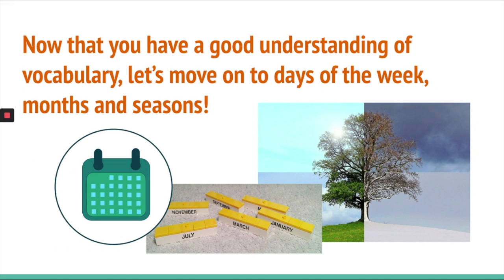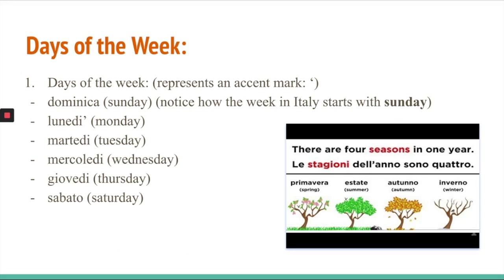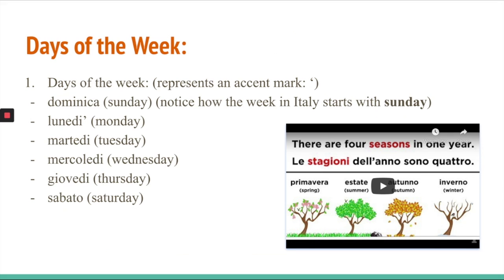So now that you guys have a good understanding of basic vocabulary, we're going to move on to the days of the weeks, months, and seasons. Days of the week. Days of the week are Domenica, Lunedì, Martedì, Mercoledì, Giovedì, Sabato. Notice how none of the days of the week are capitalized, and also notice how the days of the week start on Sunday. Sunday is the day that they start in the Italian calendar. It doesn't start from Monday, which is unlike America.